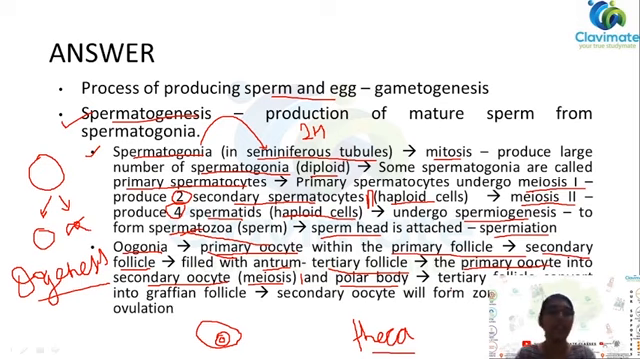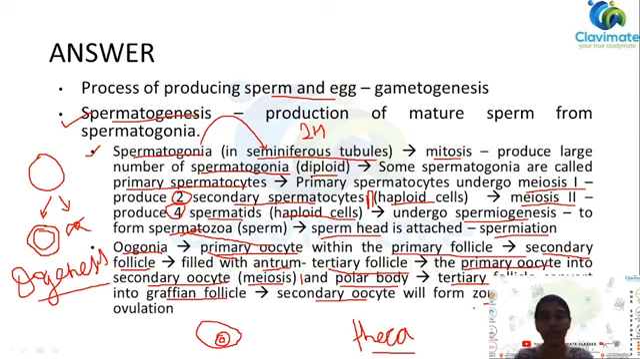Okay, and this tertiary follicle will get converted to Graafian follicle. When it gets converted to Graafian follicle, the secondary oocyte will form a layer called zona pellucida. So what is zona pellucida? Zona pellucida is a layer that prevents polyspermy.